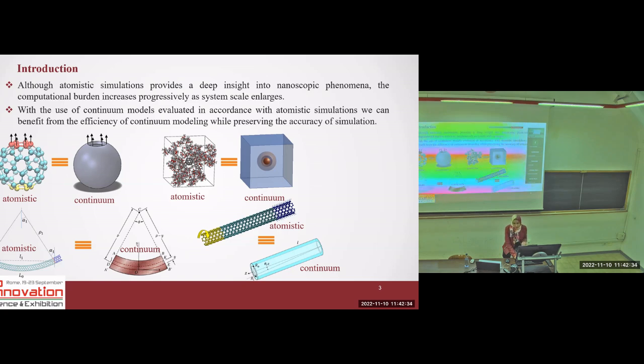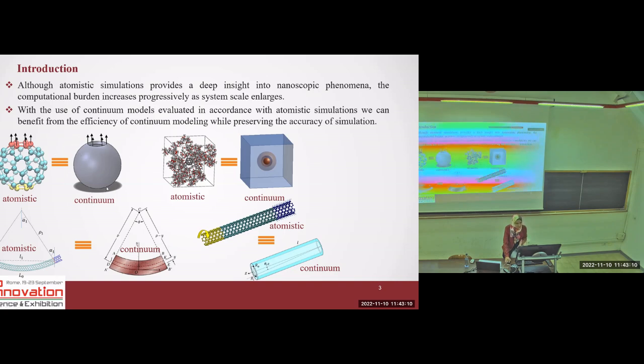Because of the computational expenses, the length and time scales are really limited. So here, continuum models offer a solution for us. With continuum models that are calibrated through atomistic simulation, we can preserve the accuracy of atomistic simulation while we use the efficiency of continuum modeling. And here you can see some of our works that we have done using atomistic simulation, and then we proposed some continuum equivalent models for them.